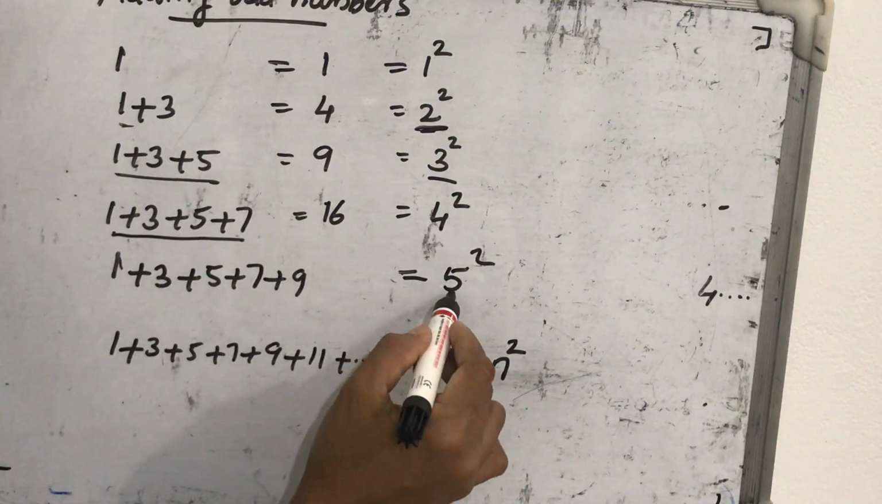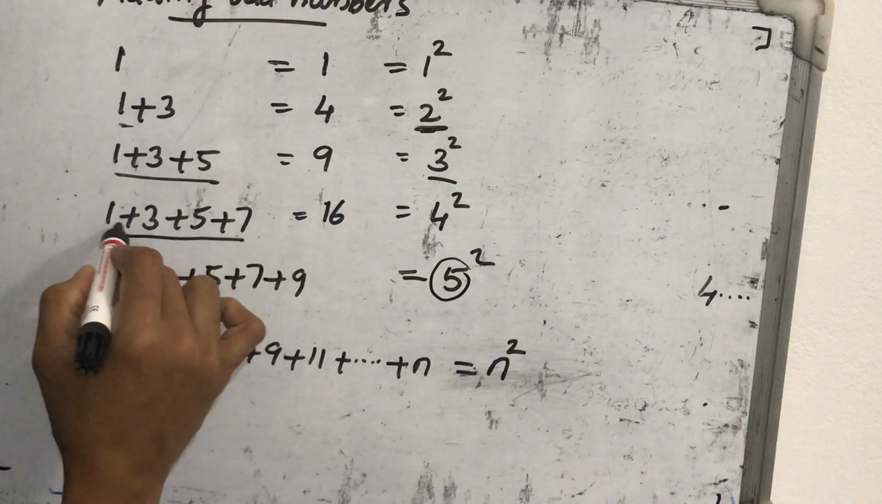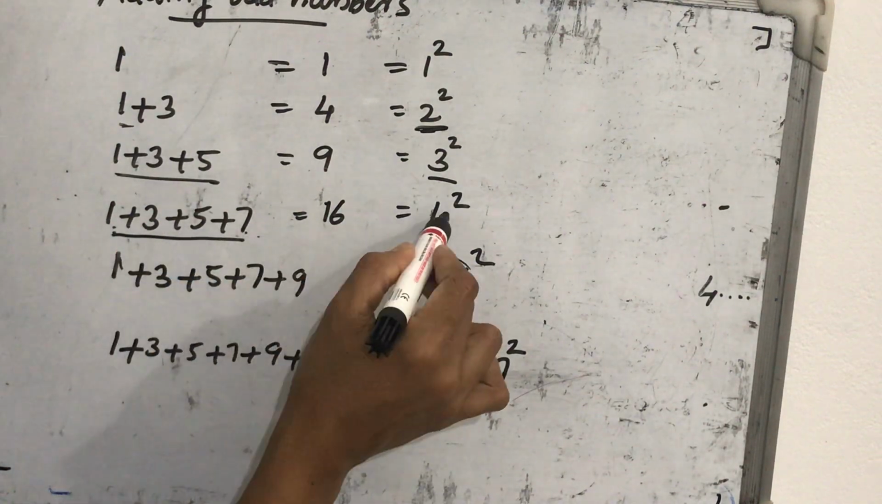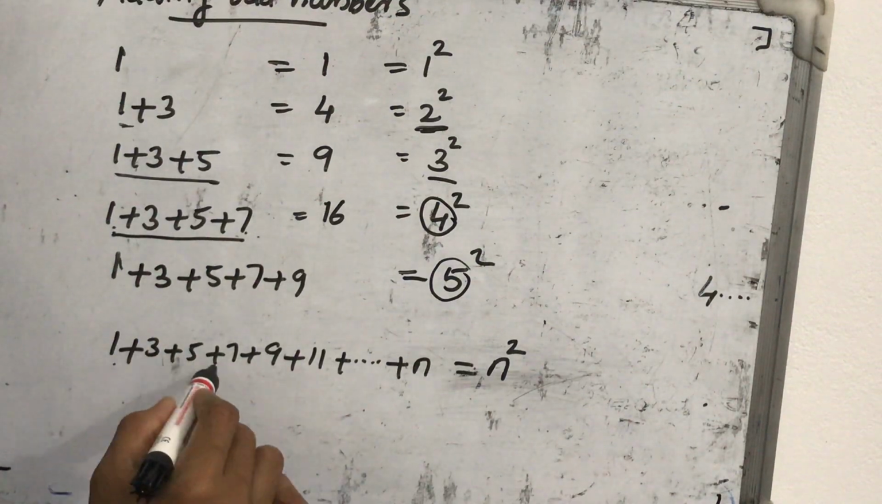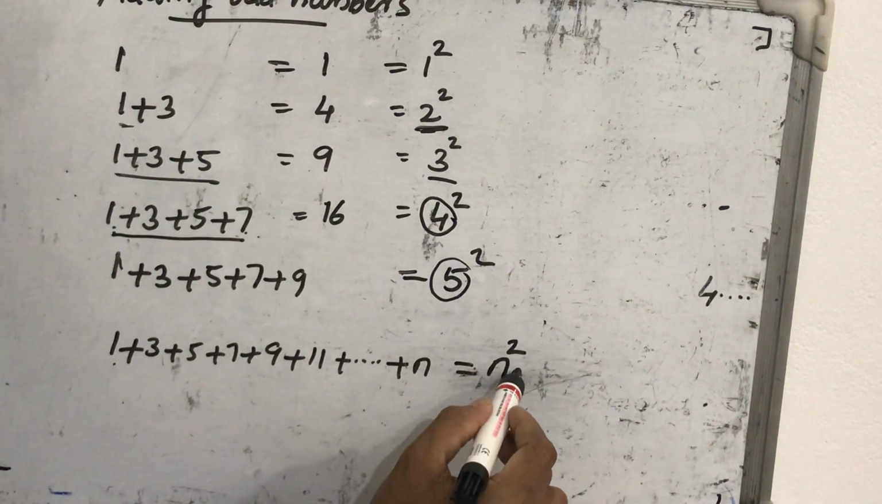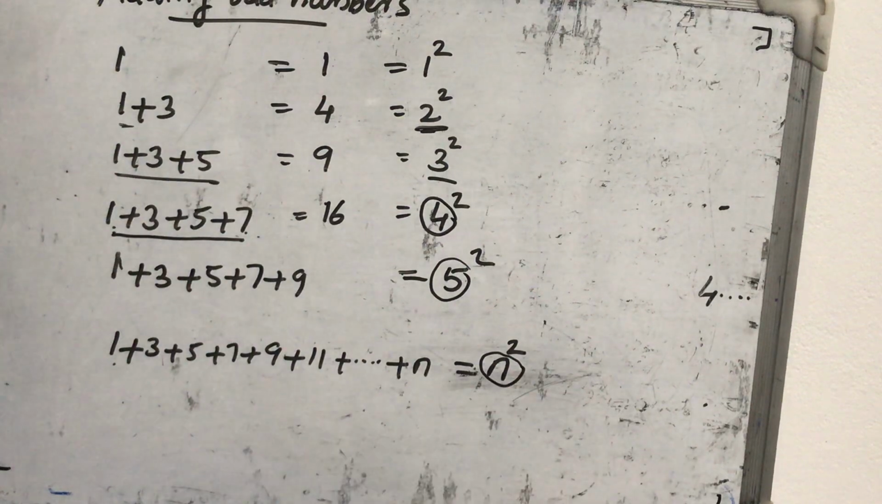It will be that number's square. For 5 odd numbers, 5 square. Here we added 4 odd numbers, so it will be 4 square. Just like that, if we add 1 plus 3 plus 5 up to n, then it will be the square of n, that is n square. Okay, this is one property of square numbers.